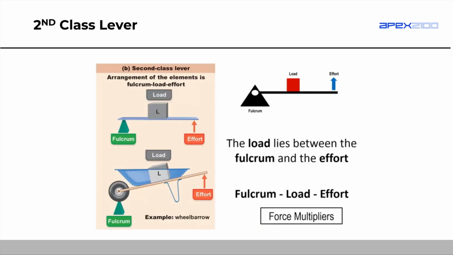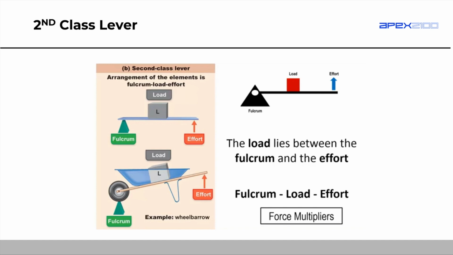Okay, a second class lever, the load is in the middle. The load lies between the fulcrum and the effort. So second class levers are very, very powerful levers. That's why they're called force multipliers. We can see the wheelbarrow example.